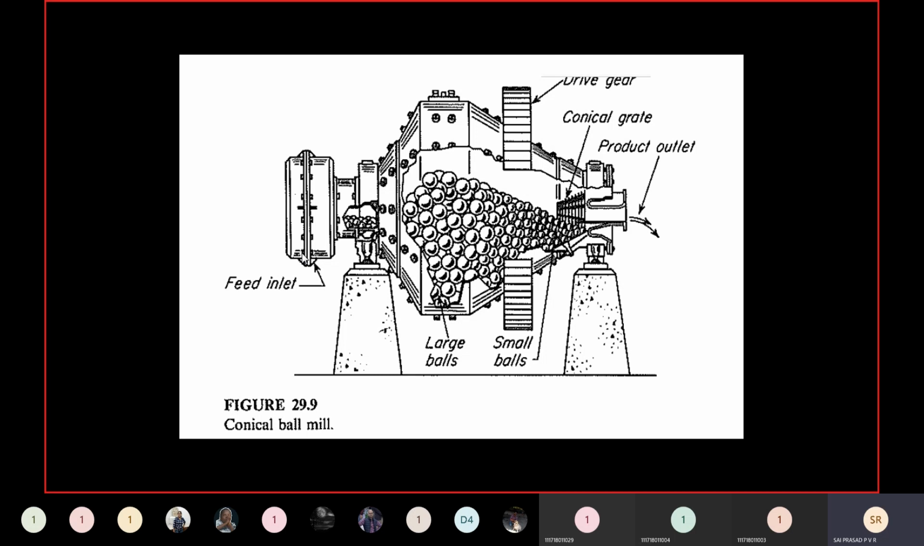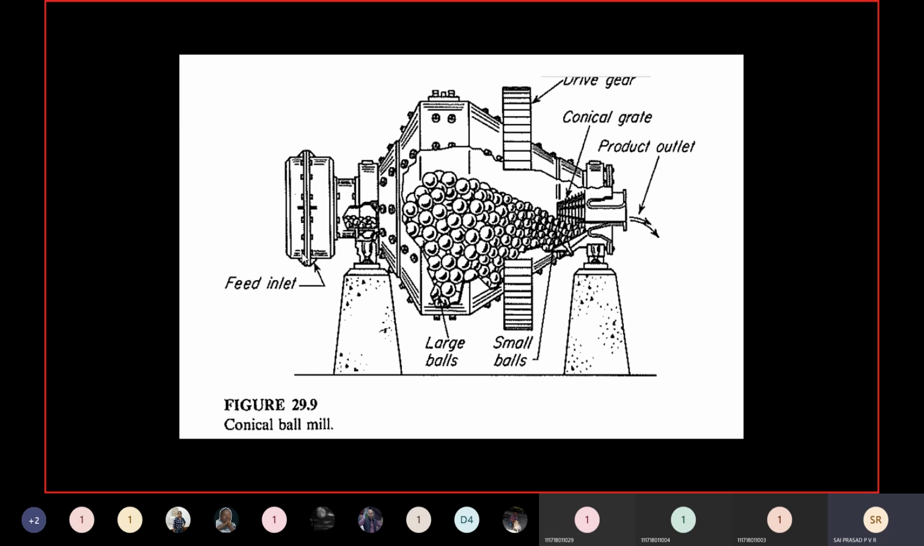And I also informed you that in some cases we put water into the ball mill, so that in these fractions the solid particles will be displaced and come to the vicinity of the size reduction zone. So this is how the crushing takes place in this.